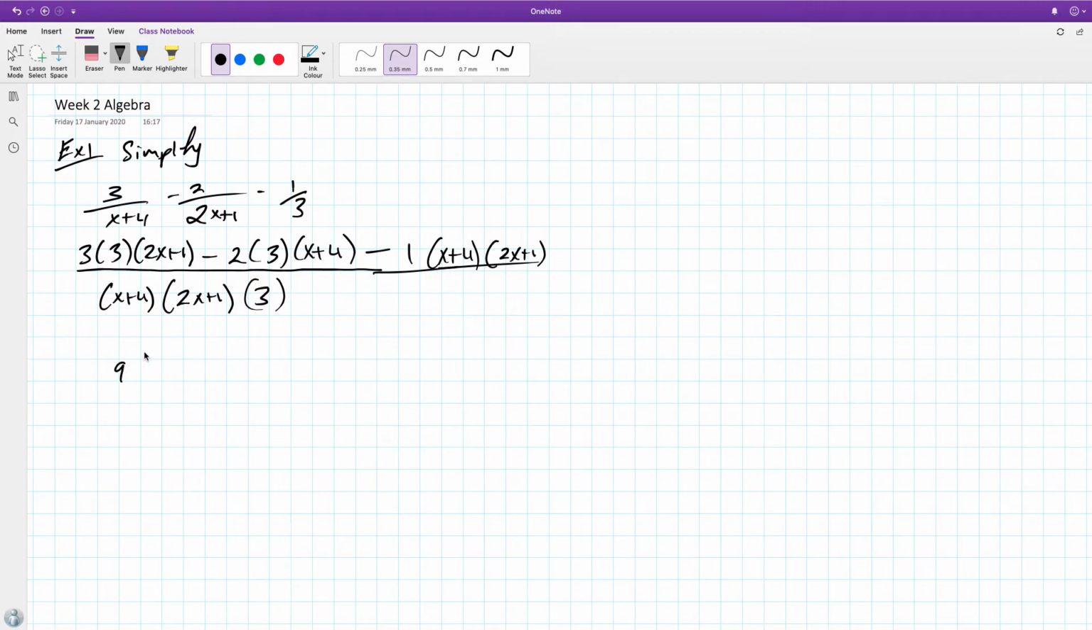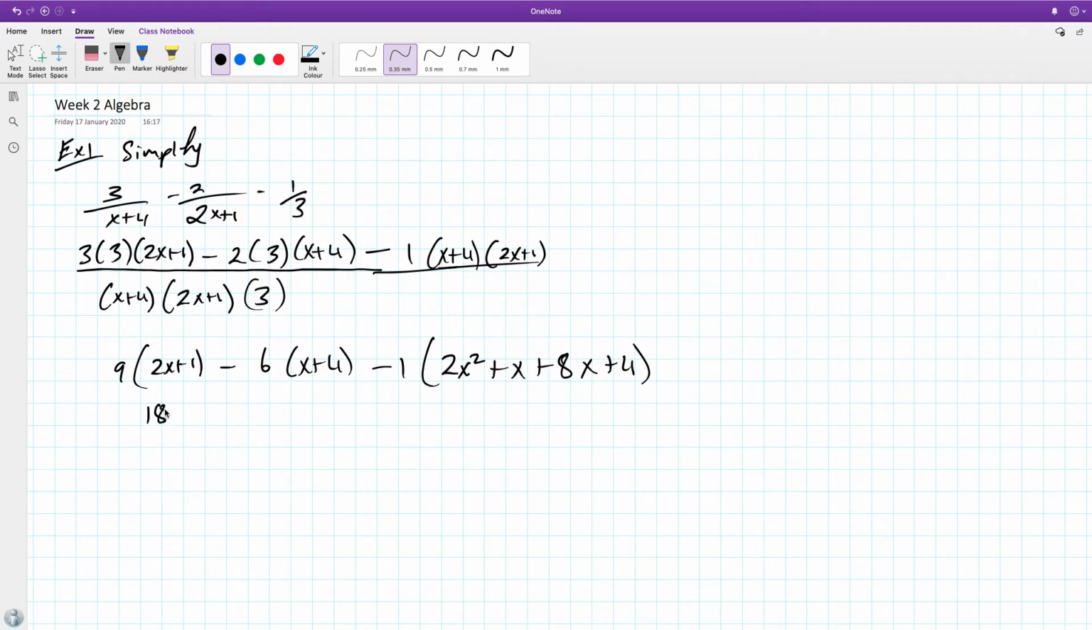3 3s are 9 times 2x plus 1. Minus 6 times x plus 4. Minus 1 times x by 2x, 2x squared, x by 1, x, 4 by 2x, 8x, 4 by 1, 4. Do the bracket times bracket before you put in the minus. It makes life a lot easier. Alright? Multiply in the minus at the end.